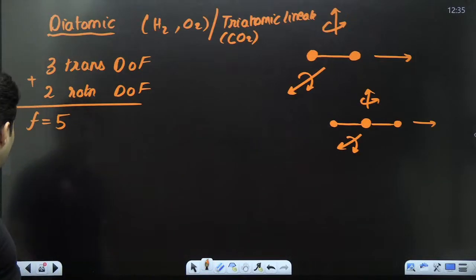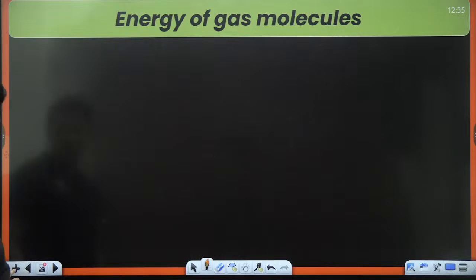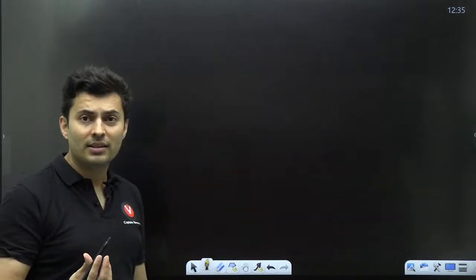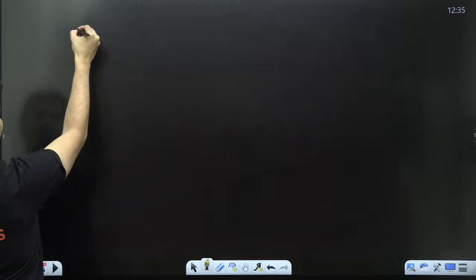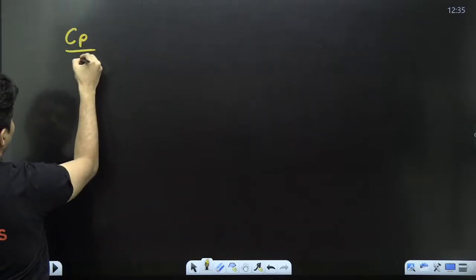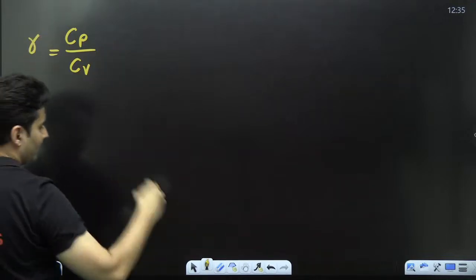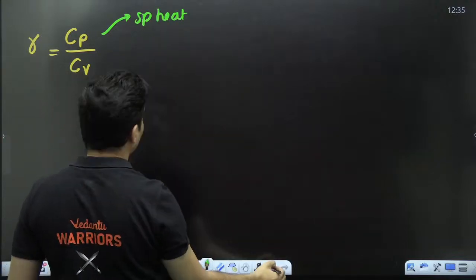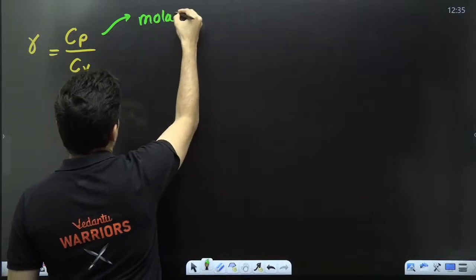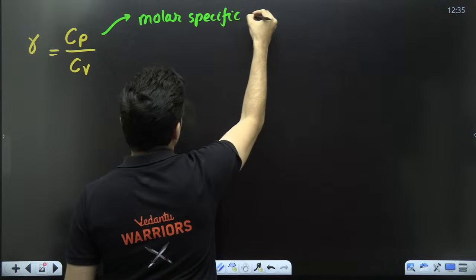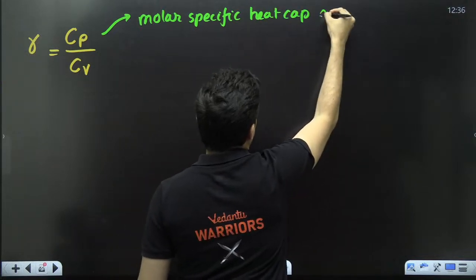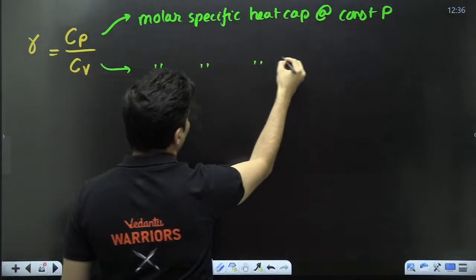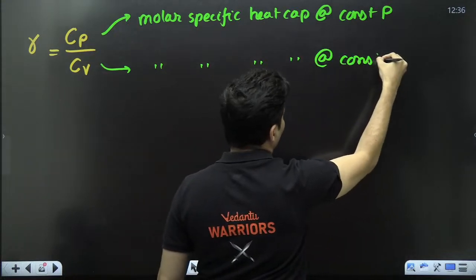Cool. Now there is a formula to relate the degrees of freedom and something called the Poisson's ratio, or the ratio of Cp by Cv. Remember, Cp by Cv, that ratio is gamma, where these are nothing but specific heat, or rather it is molar specific heat capacity at constant pressure, and this is also molar specific heat capacity at constant volume.